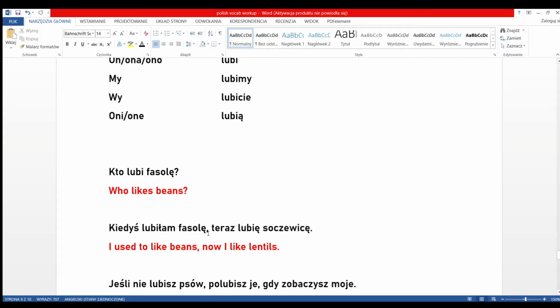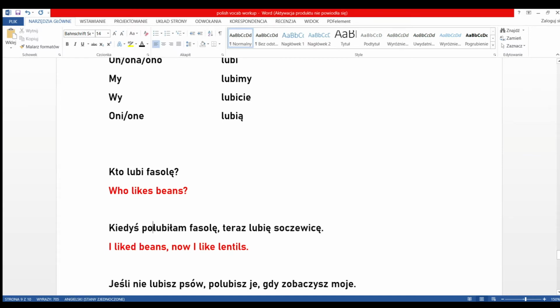Kiedyś lubiłam fasolę, teraz lubię soczewicę. I used to like beans, now I like lentils. Okay, so lubiłam, I used to like. If I want to say I liked beans once, we would have said kiedyś polubiłam. So polubiłam, it means I liked. So I used to like. Once I liked beans, now I like lentils.